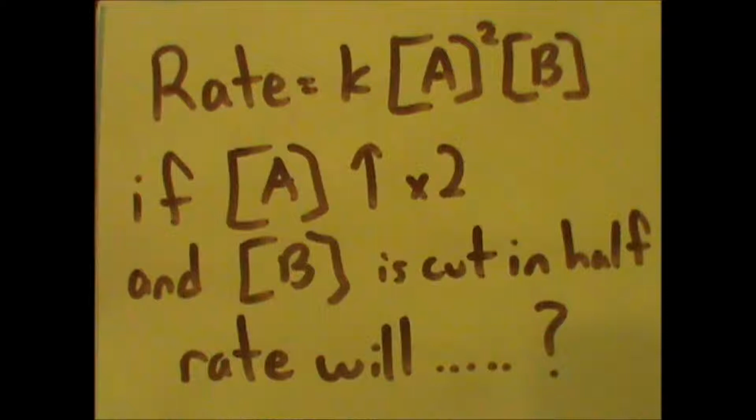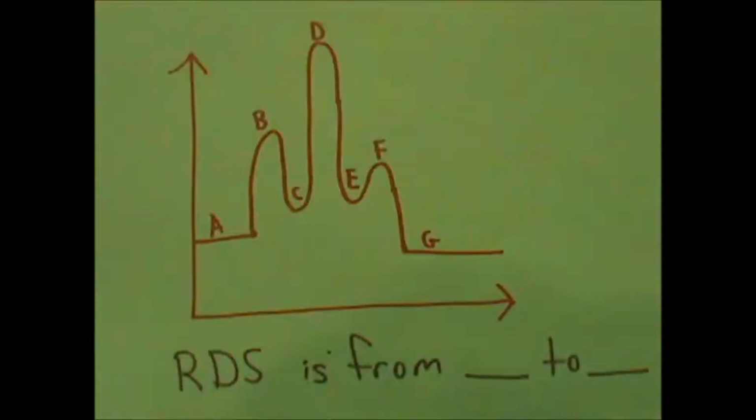So A is second order, so doubling A will have a larger effect than cutting B in half. And so you'll end up increasing the rate by 4 and then decreasing it by 2, so the rate will go up by 2 as a net.